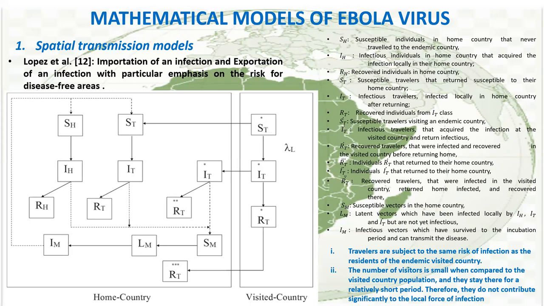Now, what they did here is that travelers are subjected to the same risk as residents of the endemic visited country. They also assumed in their work that the number of visitors is small compared to the visited country's population, and they stay there for a short while. Therefore, they do not contribute to the local force of infection. These are the assumptions of this model.